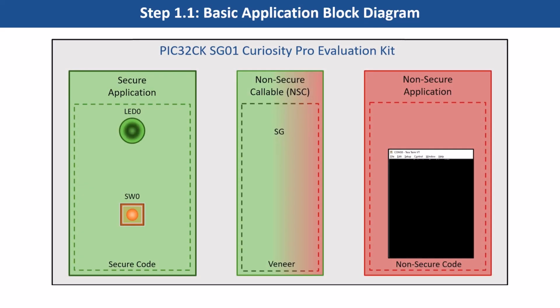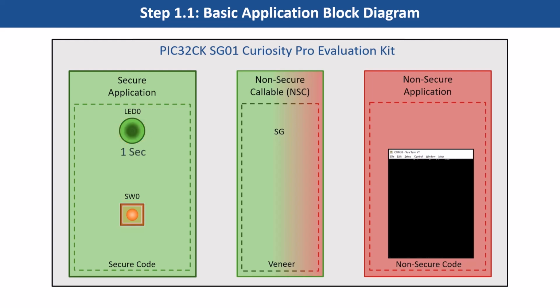The secure mode application toggles LED 0 when the switch SW0 is pressed on a timeout basis, and the periodicity of the timeout will change from 500 milliseconds to 1 second, 2 seconds, 4 seconds, and back to 500 milliseconds every time you press the switch SW0 on the board.